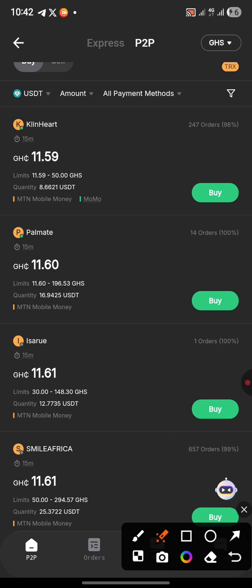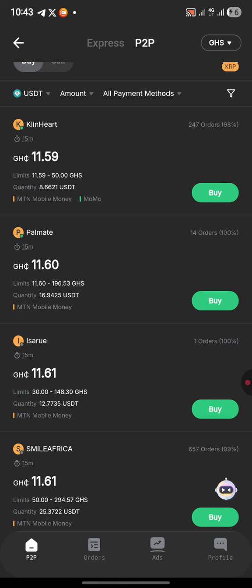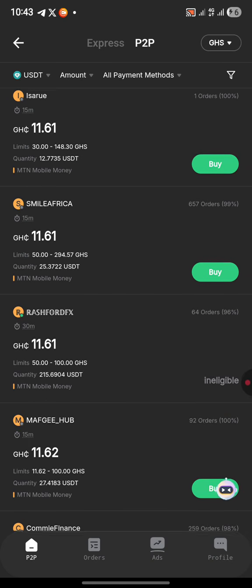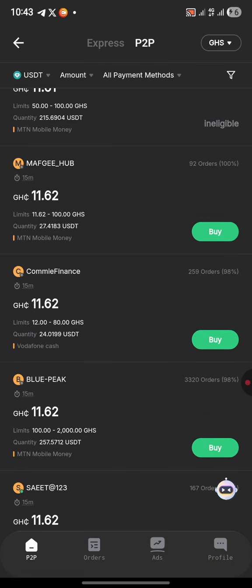And then the limit is very important. Okay, the limit is 11 cedis, 59 pesewas, to 50 cedis. And the person also accepts MTN Momo and then Momo itself. Now with Momo itself, someone will just ask you to allow cash out. Then you allow the cash out on your phone and then the agent will withdraw it. It's very, very simple.